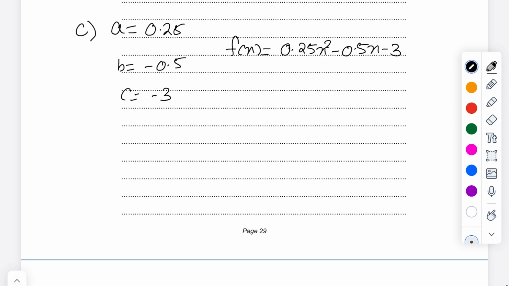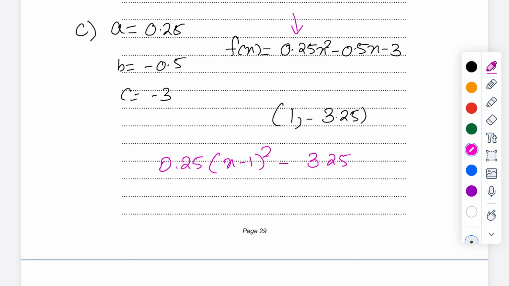Now when I draw this graph on the graphing calculator, I will be getting the vertex as (1, negative 3.25). Once I get that vertex, I can write the vertex form. I picked up 0.25 from here: 0.25 times (x minus 1) whole square minus 3.25.